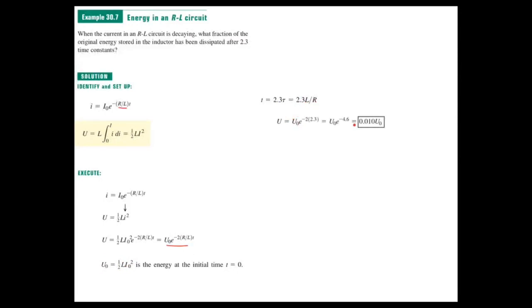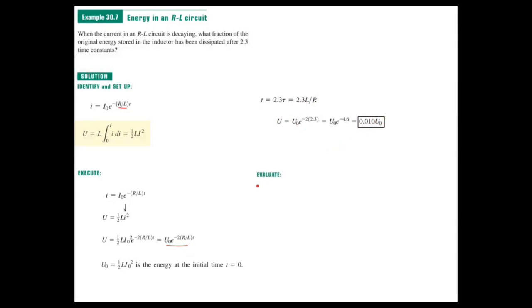So we're ready to begin. The current is given by this, again, and what we're going to do is plug this expression into the expression for the potential energy of the inductor. So we have this, and replacing I by this equation, we get this for the energy as a function of time. We're going to let U naught be equal to 1/2 L I naught squared, so this is the initial energy of the inductor. And at t equal to 2.3 times tau, which is 2.3 times L over R, we have an energy that's actually about 1% of what we started with.